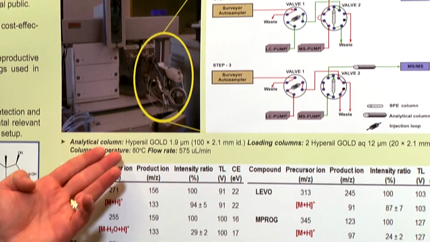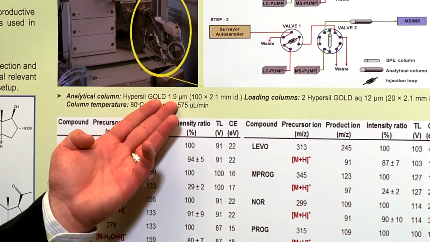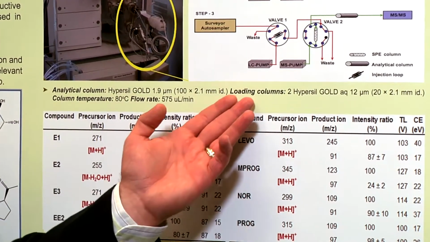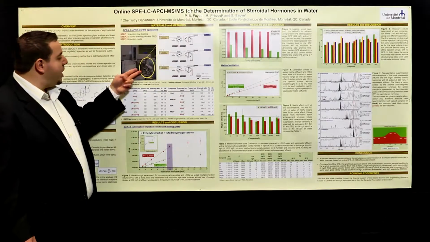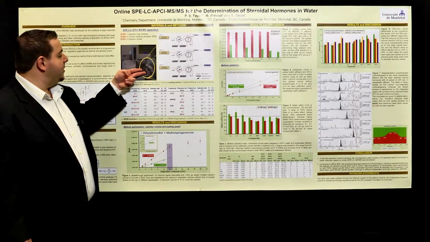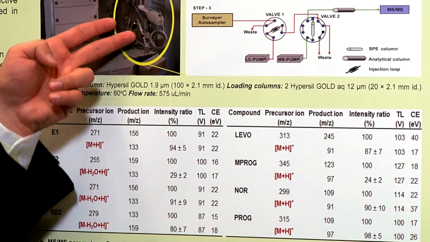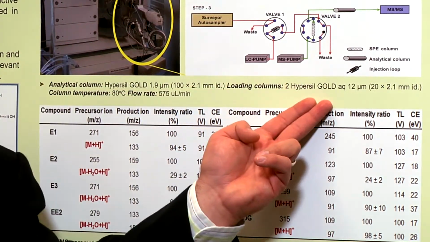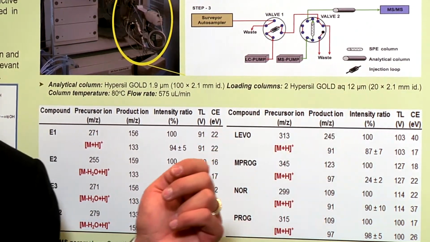The columns that we're using are Hypercarb Gold 1.9 micron, 100 by 2.1. We have 2 loading columns in tandem. I will show you why we're using 2 tandem SPE columns. So we're trying to get a higher volume of loading to lower our limits of detection. So we have 2 Hypercarb Gold AQ columns, 20 by 2.1 millimeters.